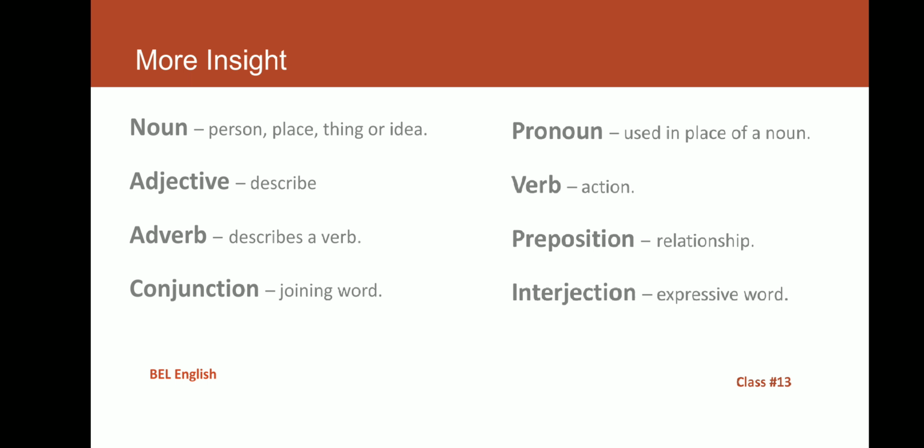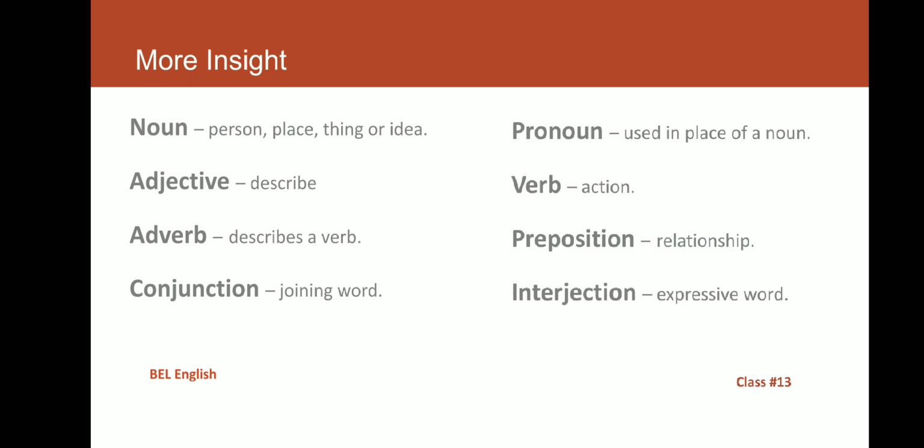An adverb is something that describes a verb. For example, I'm usually busy. So I'm usually busy but free right now. Here usually describes more about the verb.